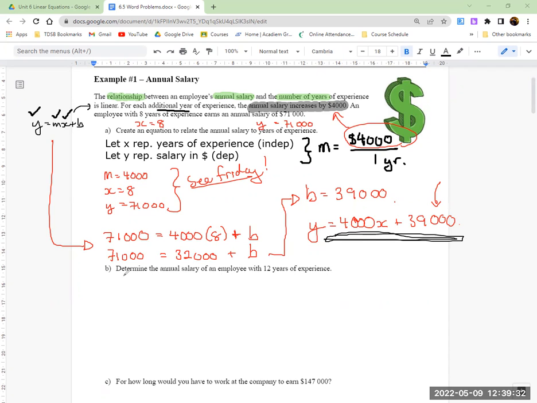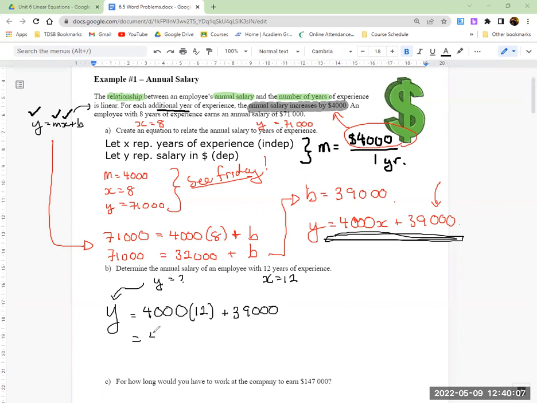Take a look at part B. Determine the annual salary. So what is Y if you worked 12 years, if your years of experience is 12, AKA X is 12? All you have to do is take the equation, because it will follow the same pattern forever. Put in time as 12 years and have your starting salary. You're plugging it in. So what is Y when X is 12?